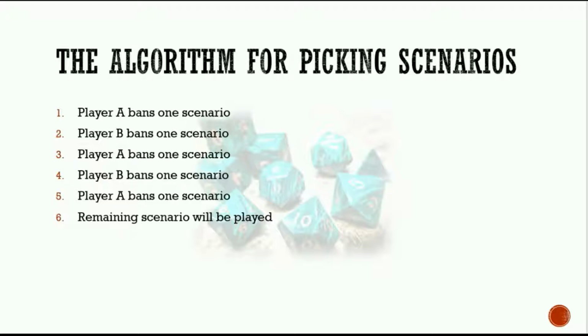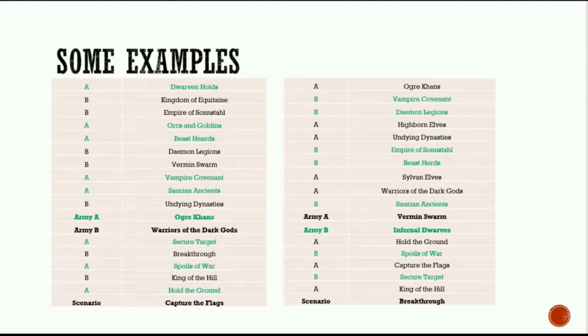So I have some examples for you. I have 2 examples which were not played, which were just set up to see. I am marked with the green color. In the first case I was player A, and we ended up with Ogre Khans versus Warriors of the Dark Gods. I think this is a very interesting matchup, but Ogres should probably take 2 cannons always. But I don't think that's a general thing.